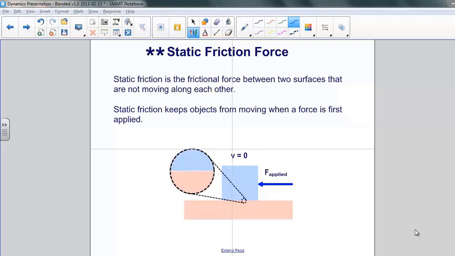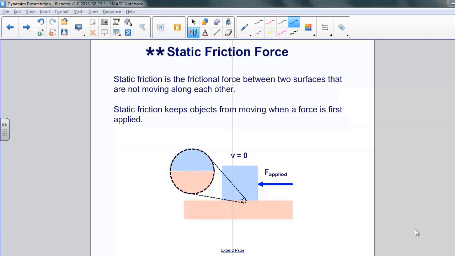Earlier on, we described kinetic friction, and when I introduced kinetic friction, I also introduced this idea of another frictional force between two objects, acting before one is moving against the other, basically resisting the start of motion, even when there's a pushing force applied. That force is called static friction. Again, static friction is the frictional force between two surfaces that are not moving along each other. Static friction keeps objects from moving when a force is first applied.